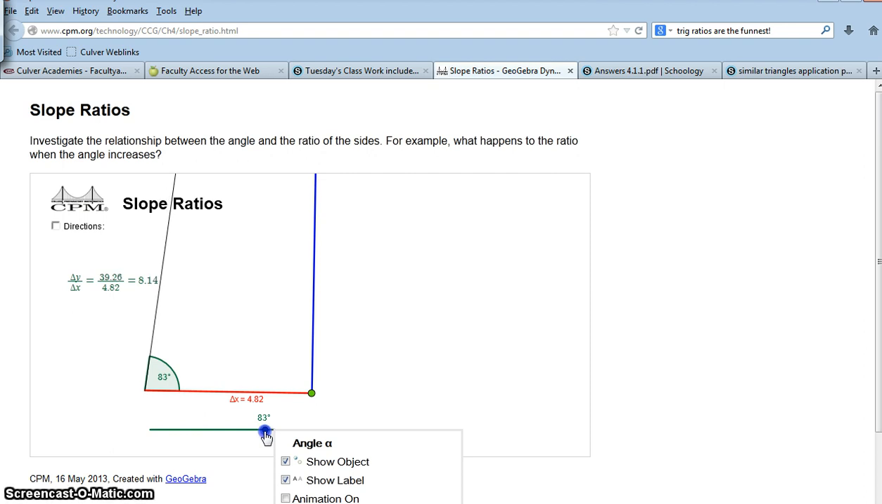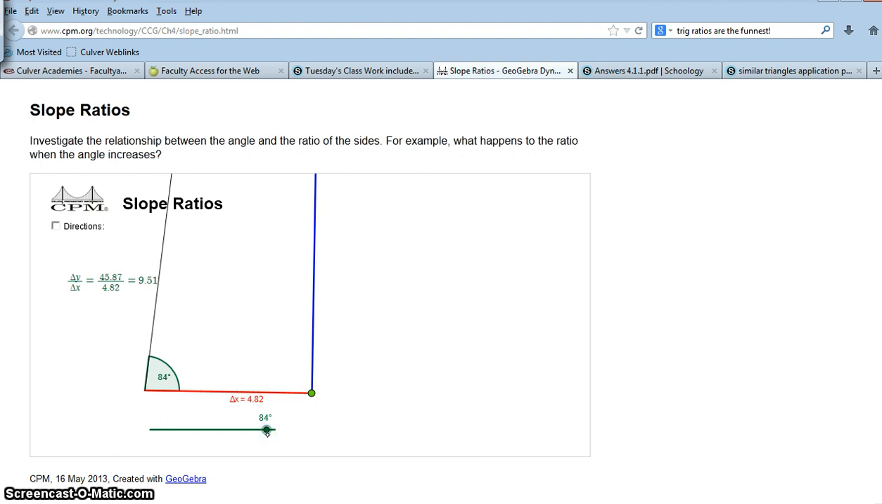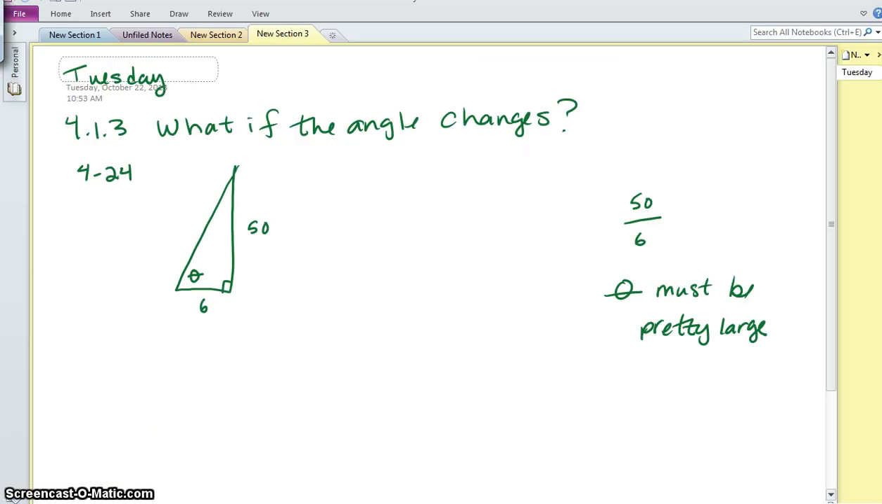So somewhere between 83 degrees and 84 degrees is the ratio I'm looking for. So I'm going to list that as between 83 and 84. Theta is less than 84 and greater than 83 degrees. And I think it's closer to 83. So approximately 83 degrees. Remember, we are approximating in this unit.